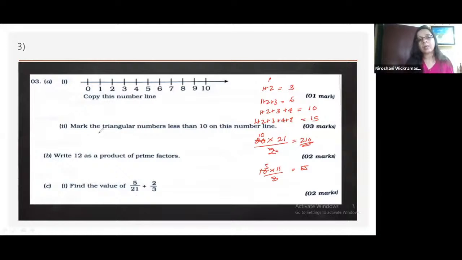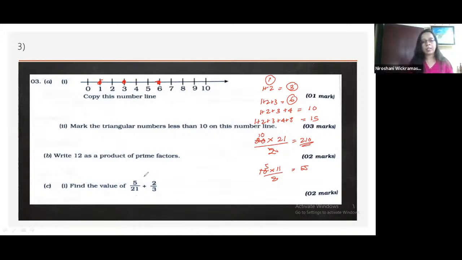Mark the triangular numbers less than 10. What are the triangular numbers less than 10? 1 is here, 3, 6. That is only less than 10. It means 1, 3, 6. Only this. These are the triangular numbers here.